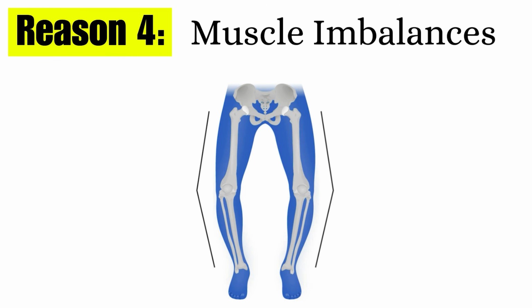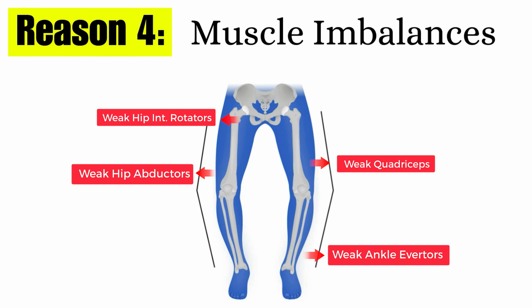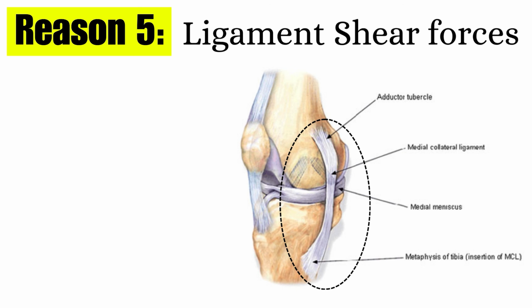The fourth reason is muscle imbalances. Weak hip internal rotators, weak hip abductors, weak quadriceps, tight adductors, and hamstrings are some common muscular imbalances that lead to Genu Varum or bow legs. This is very important for a physio to understand because when we come to the treatment of it, these muscles will be addressed.